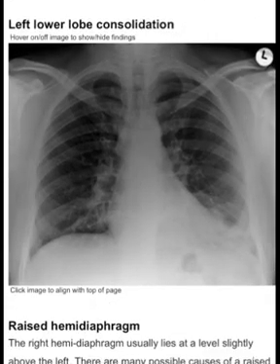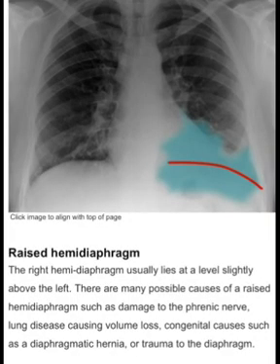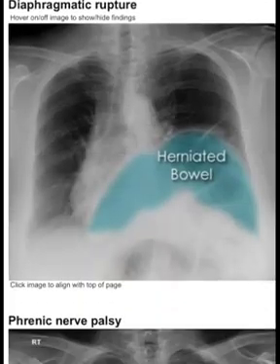Left lower lobe consolidation. The left hemidiaphragm is obscured. The left hilum is in a normal position. Consolidation of the left lung base extends behind the heart. Clinical information: cough, high temperature, and raised white cell count. Diagnosis: left lower lobe pneumonia.